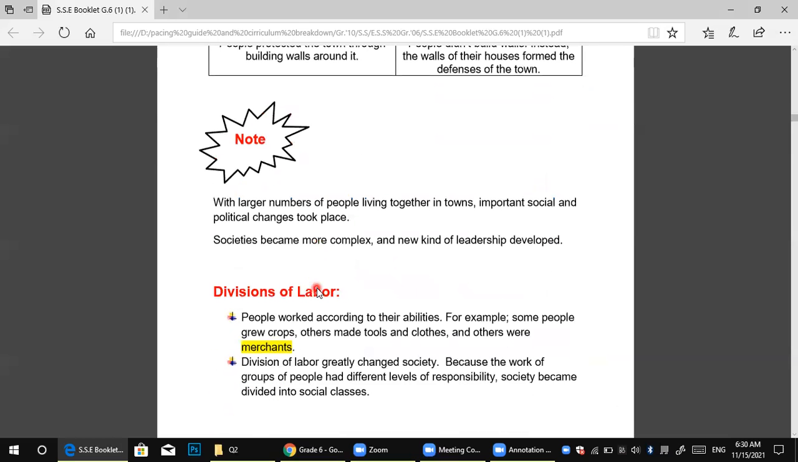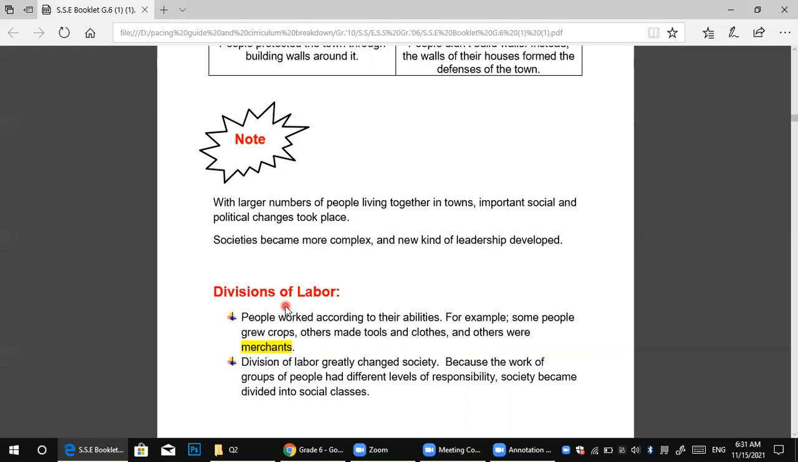After that, we have a very important note: when larger numbers of people lived together in towns, important social and political change took place. Societies became more complex, and new kinds of leadership developed. Leadership means they try to innovate or form a new power. Someone is the big one, the leader of them.